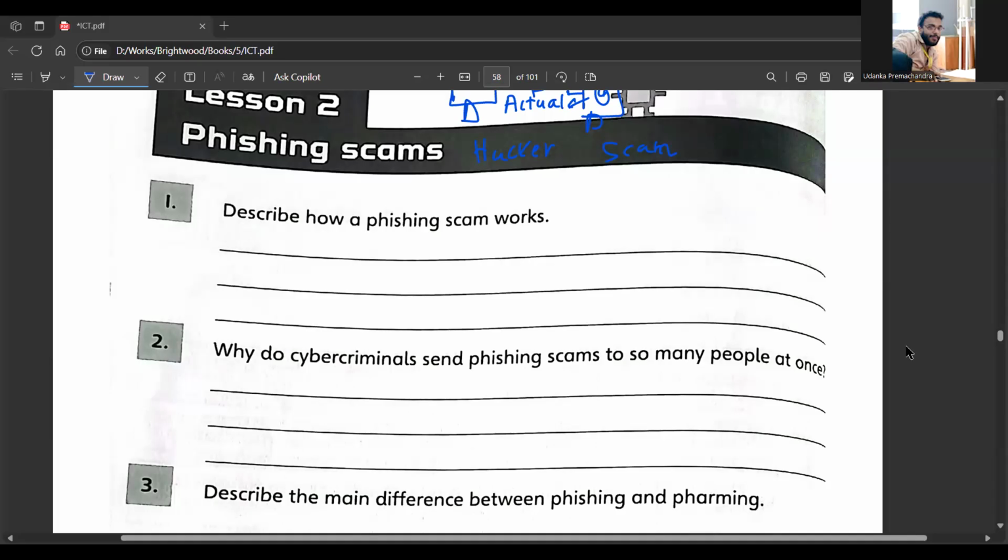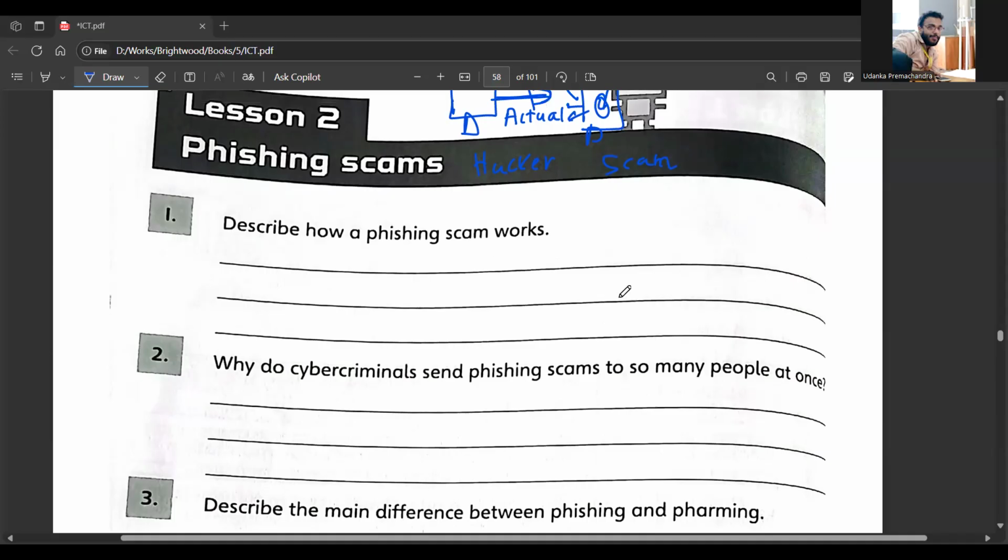As I said previously, in phishing they are not sharing real data. They are sharing fake data. They try to grab personal details like bank details, personal email, and passwords. They try to catch our details. Phishing is like fishing. Phishing scams are sent to many people at once.